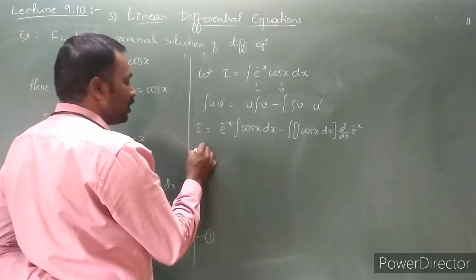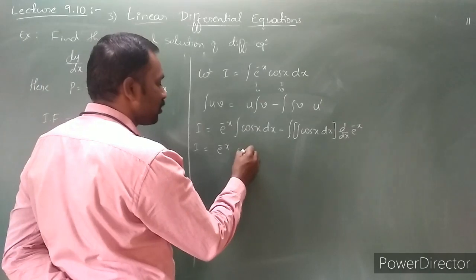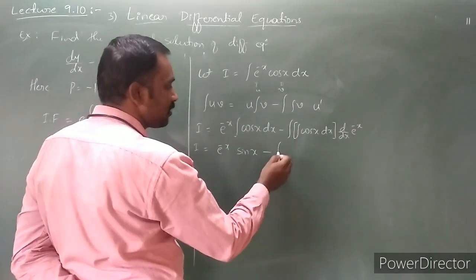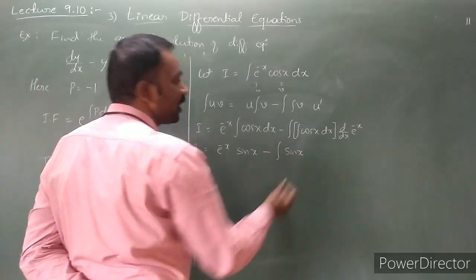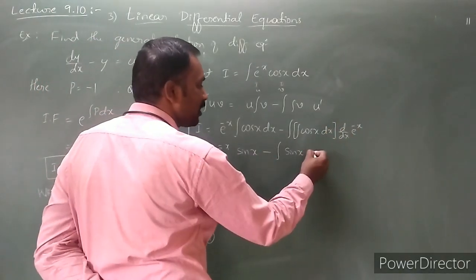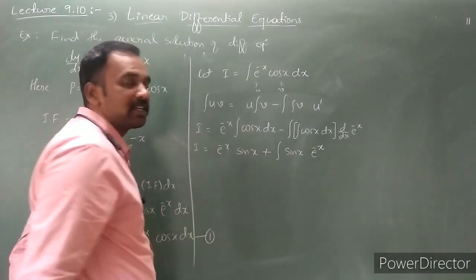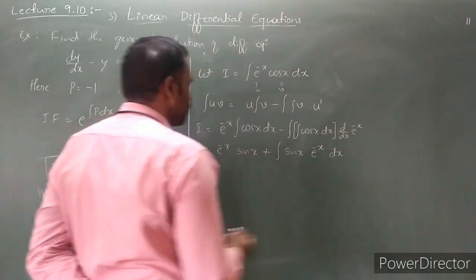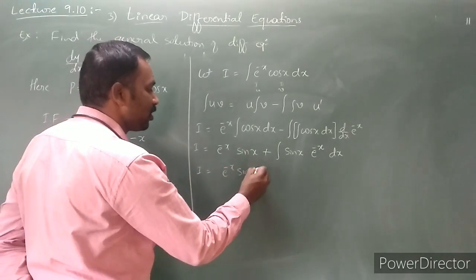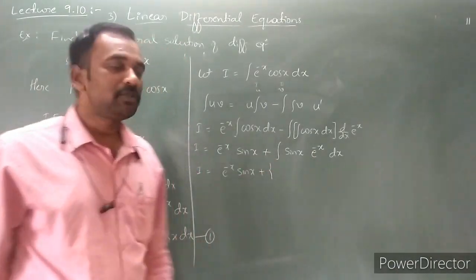Okay. Now, I is equal to e power minus x integration of cos x. Integration of cos x is plus sine of x, minus whatever you have just written, integration, same thing. Integration of sine of x into differentiation of e power x is e power x. But e power minus x is e power minus x into minus 1. That minus 1 has a sign here, plus into dx. So this is I is equal to e power minus x into sine of x.